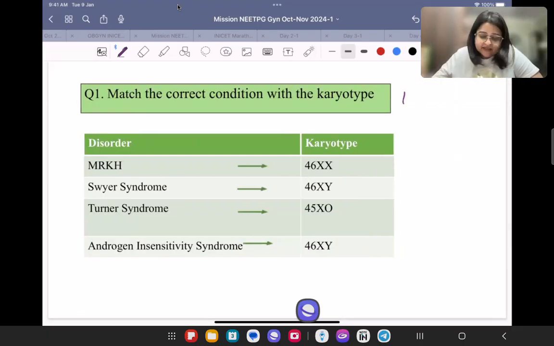Okay, so this is an INI 2021 question. Match the correct condition with the karyotype. The answers I've given you already, but let's just go through it. Remember, if you forget all of this and don't revise until the exam, just remember that wherever there is a Y, that is 46XY. So even if you forget everything, just remember wherever there's a Y, that is 46XY.